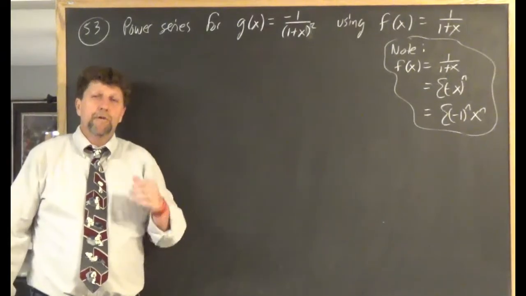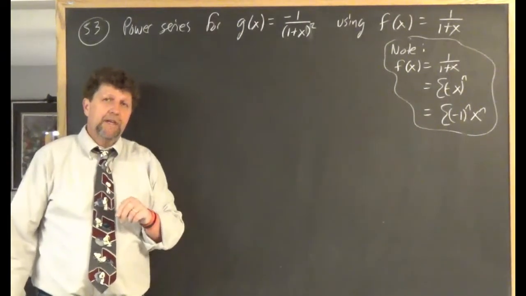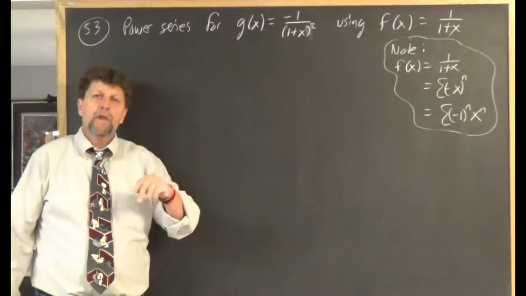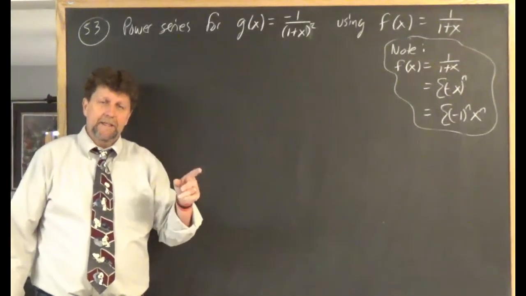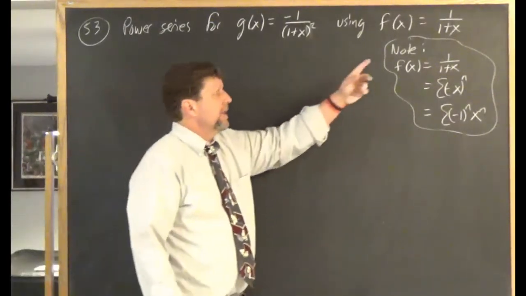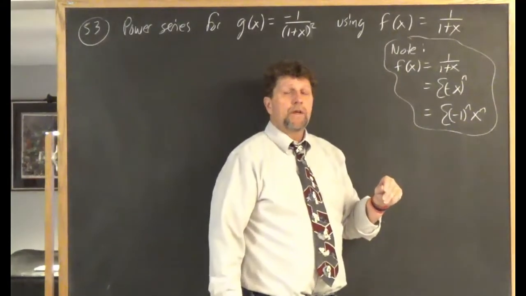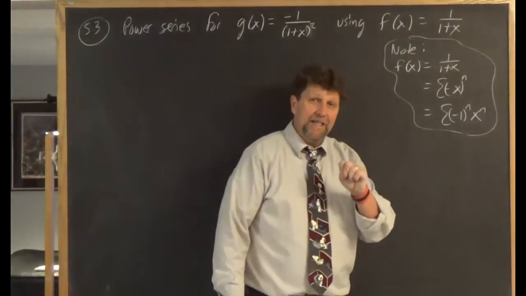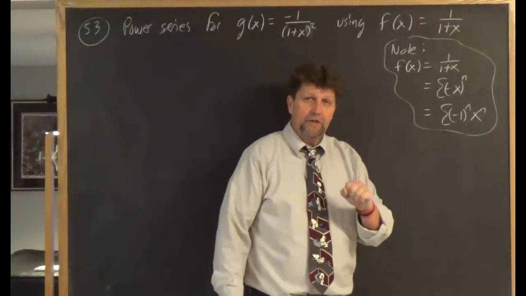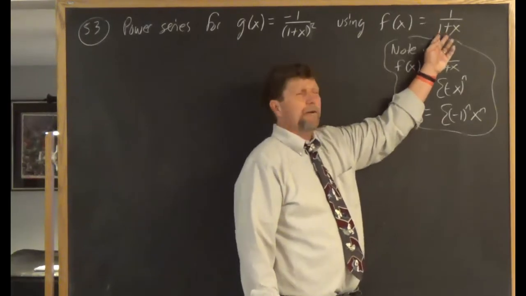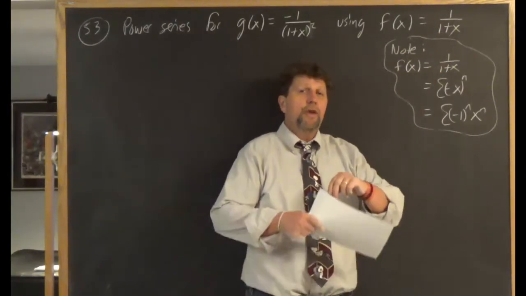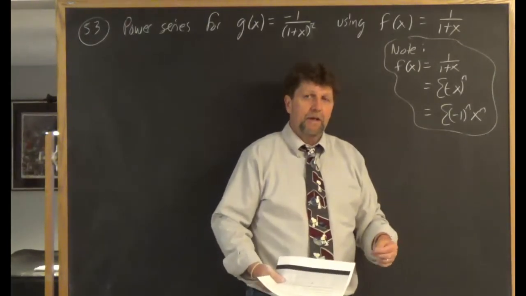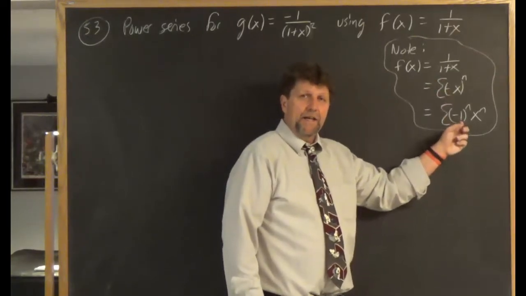So here's what you'd have to do. You first need to come up with the power series for the function f, which is 1 over 1 plus x. In the last example, we came up with a power series for 1 over 1 plus x, and I'm just writing down what we did. If we didn't already know that, that's what you would have to do first. You can't use that function unless you know what the power series is for that function. But since we've already done it, I'm just writing it down.